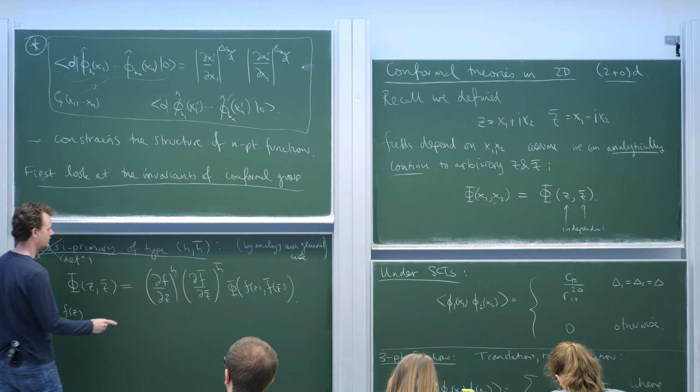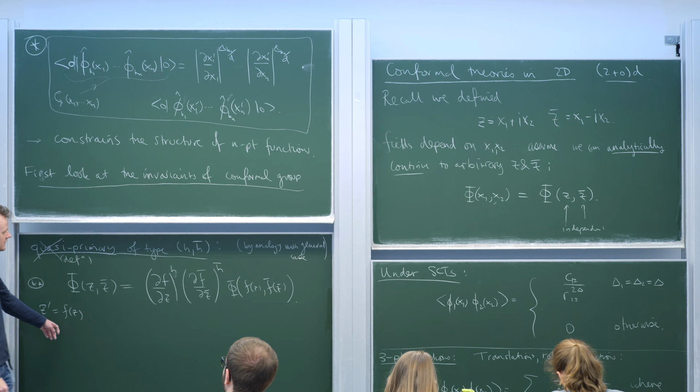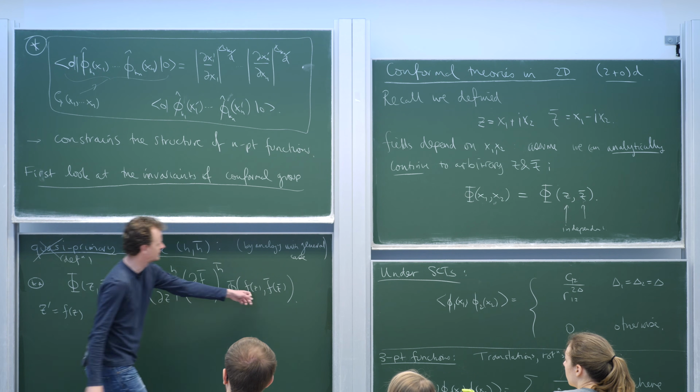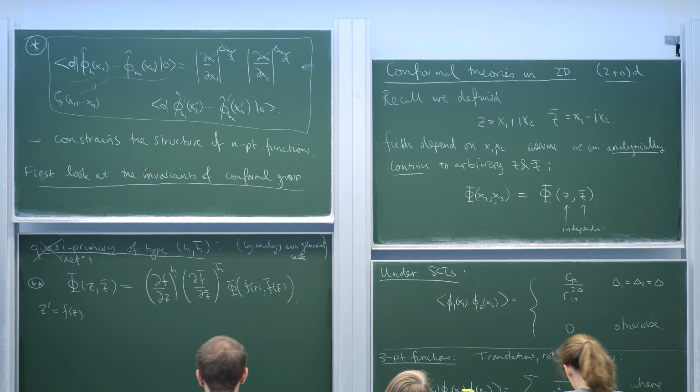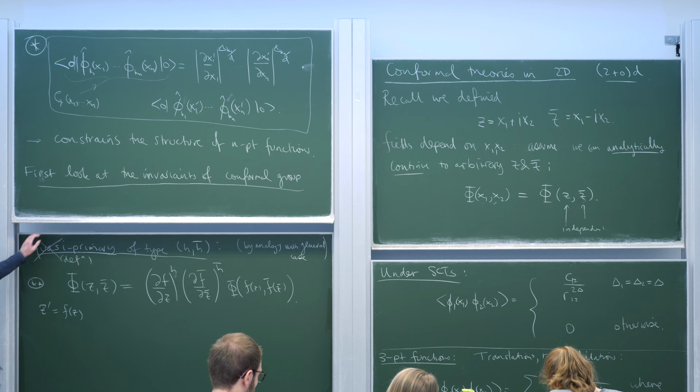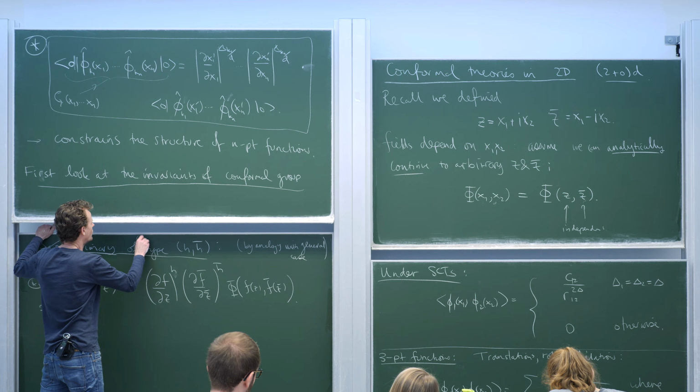What's that prime? You didn't use it. I didn't use it. Yeah, right. I could have just put z primes in here, but I chose not to. All right, so this is of type or conformal weight.